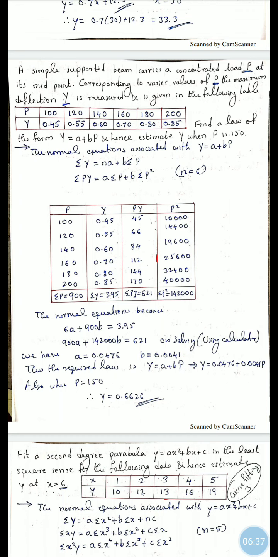1,42,000. So put all the values in the normal equation. 6a plus 900b equal to 395, 900a plus 1,40,000b equal to 621. On solving in the calculator, we get a value 0.0476, b value 0.0041. Put a and b values in the given straight line, that is y equal to a plus bP. Therefore y equal to 0.0476 plus 0.0041P. So put P is equal to 150 in the straight line, we get y equal to 0.6626.